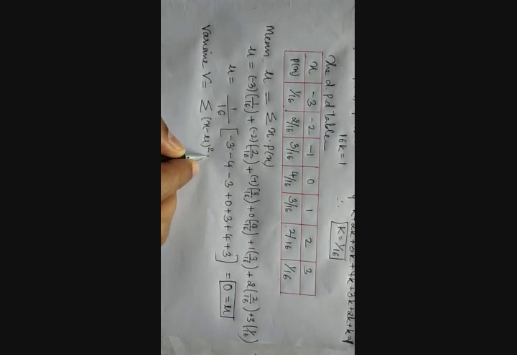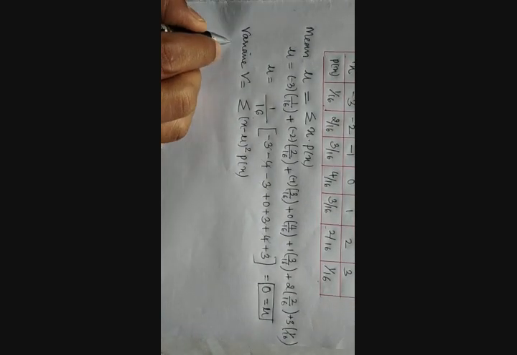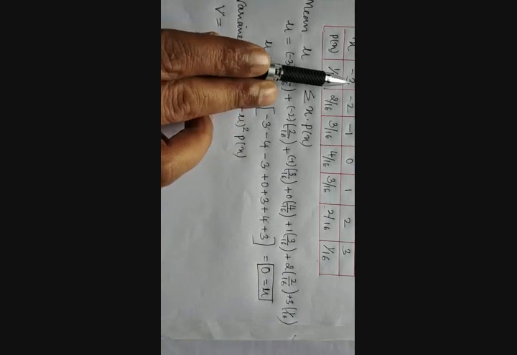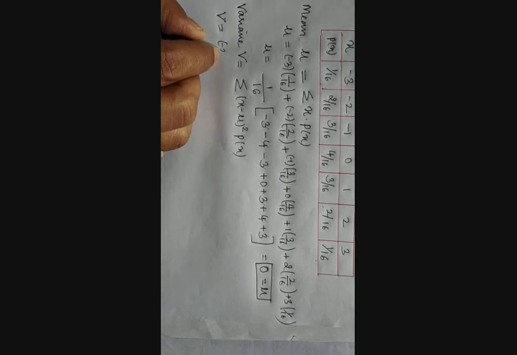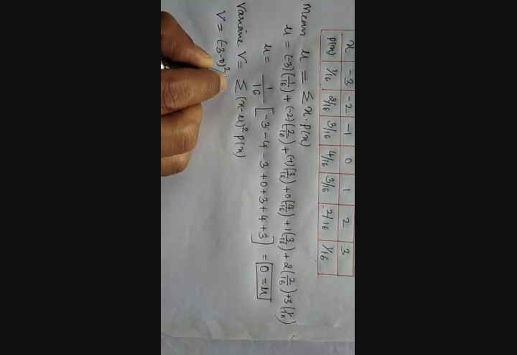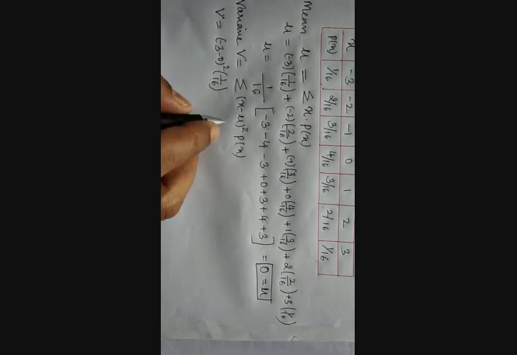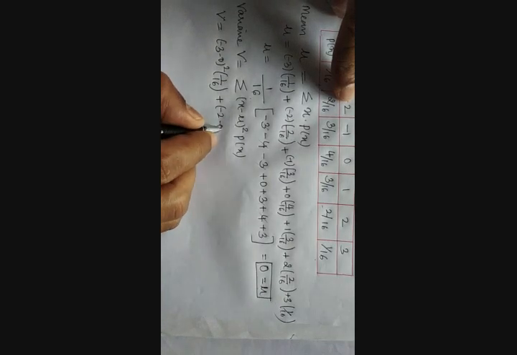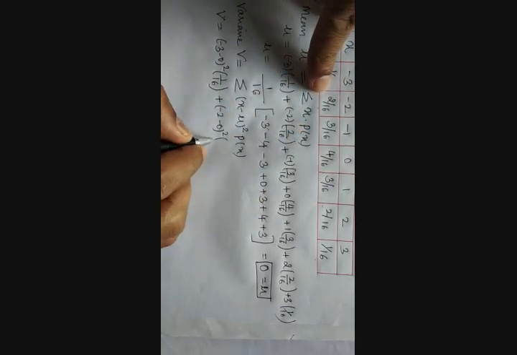Variance V. What is the formula to calculate variance? Summation of (x minus mu) square into p of x. This is the formula. Let us calculate this. V is equal to x minus mu. X is this row and mu is 0. Therefore, it becomes (minus 3 minus 0) the square into 1 by 16 plus (minus 2 minus 0) the whole square into 2 by 16.